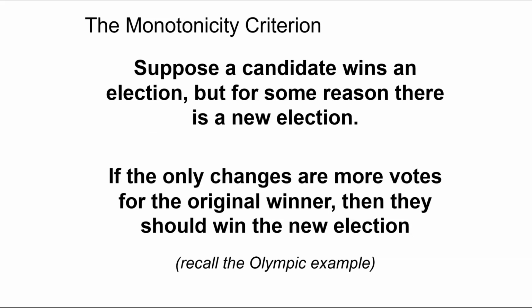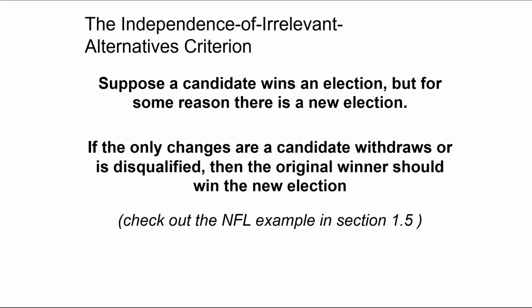For monotonicity, suppose a candidate wins an election, but for some reason there's a new election. If the only changes are more votes for the original winner, then they should win the new election. And that seems like an obvious thing, but if you remember the Olympic example, when they thought, oh, this person's going to win, I'm going to put more votes in for the winner, it actually changed the election. And the IIA is, suppose a candidate wins an election, but for some reason there's a new election. If the only changes are a candidate withdraws or is disqualified, the original winner should still win the election. So I recommend you go check out the NFL example in section 1.5. So those are the 4 fairness criteria.